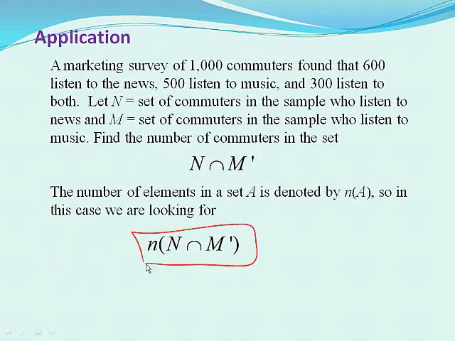An application problem. A marketing survey of 1,000 commuters found that 600 listened to the news, 500 listened to music, and 300 listened to both. Let N equal the set of commuters in the sample who listen to news and M equal the set of commuters in the sample who listen to music. Find the number of commuters in the set N intersection M complement. Using the notation small n of A is the number of members in A, we are asking for small n of N intersection M complement.